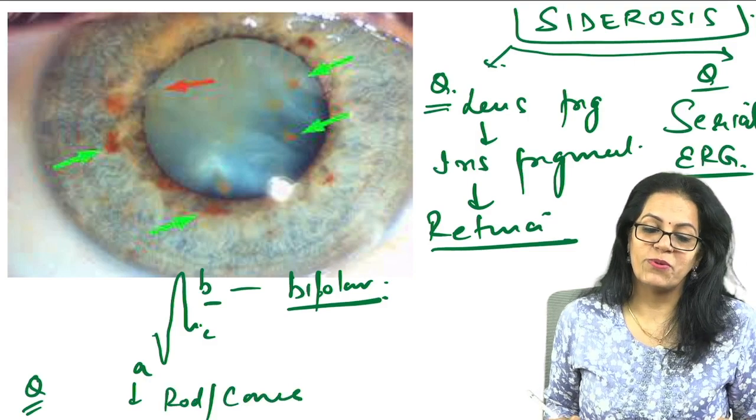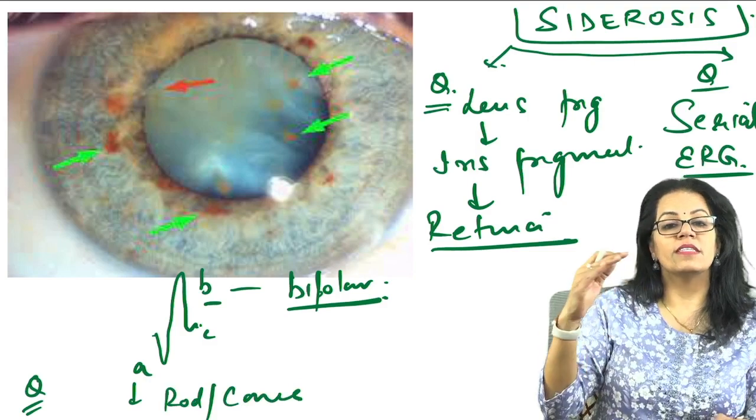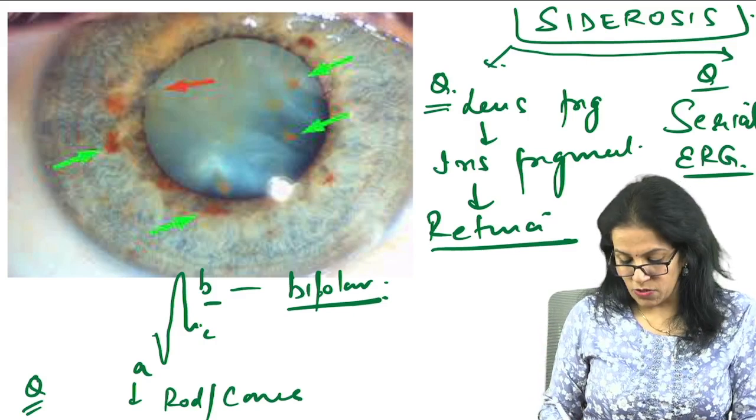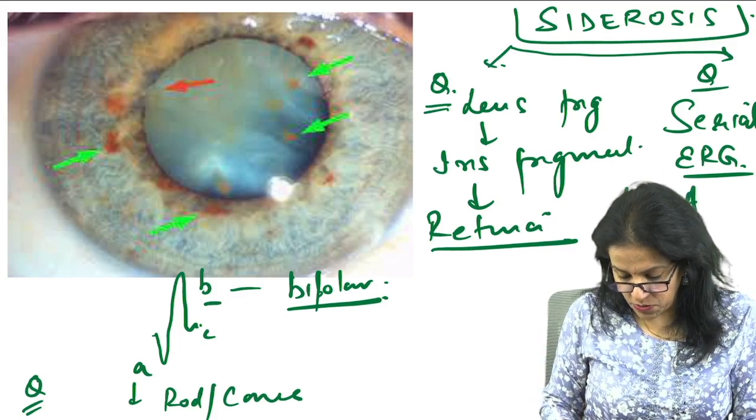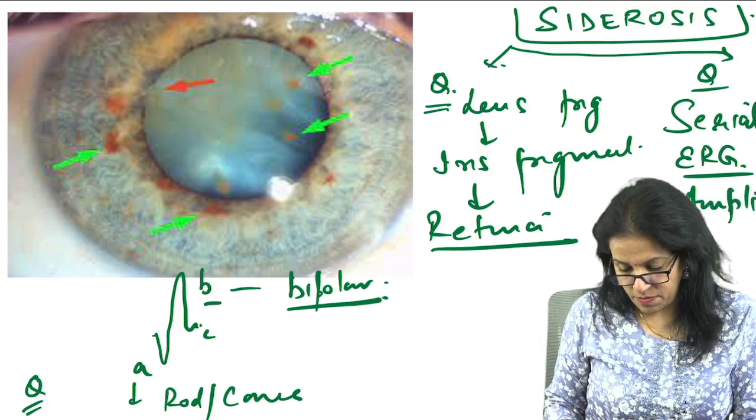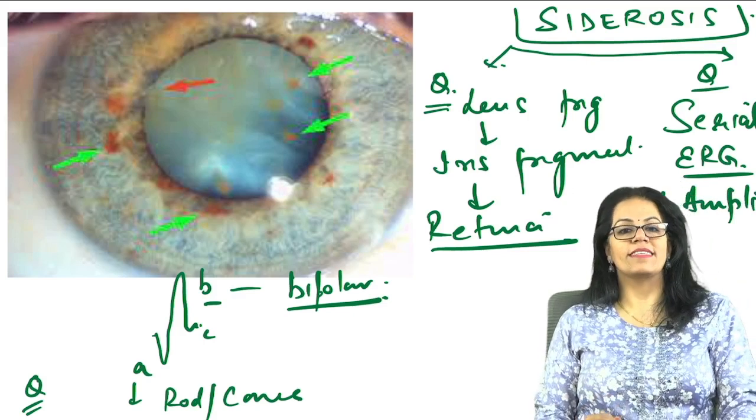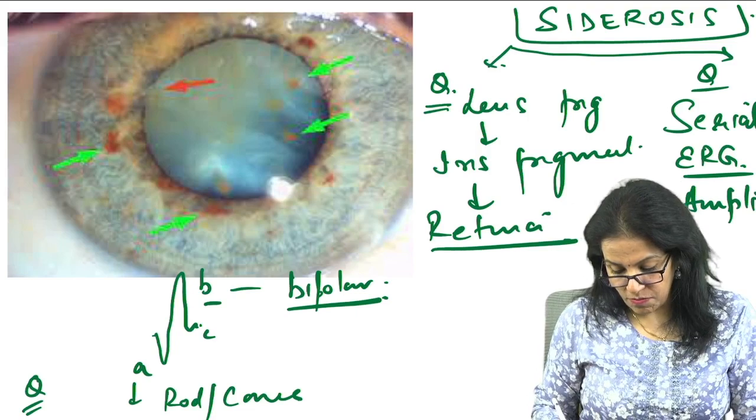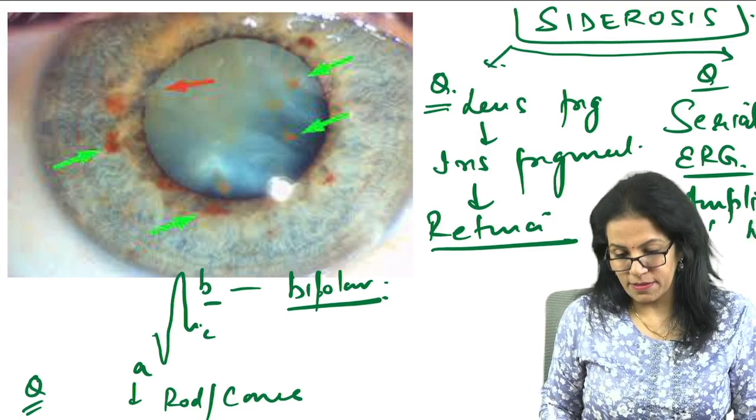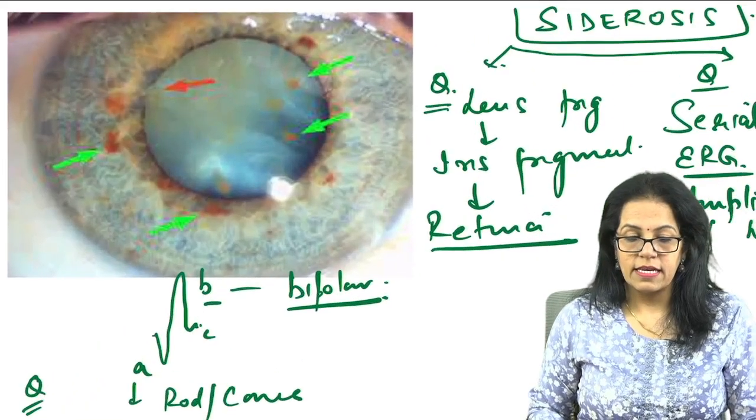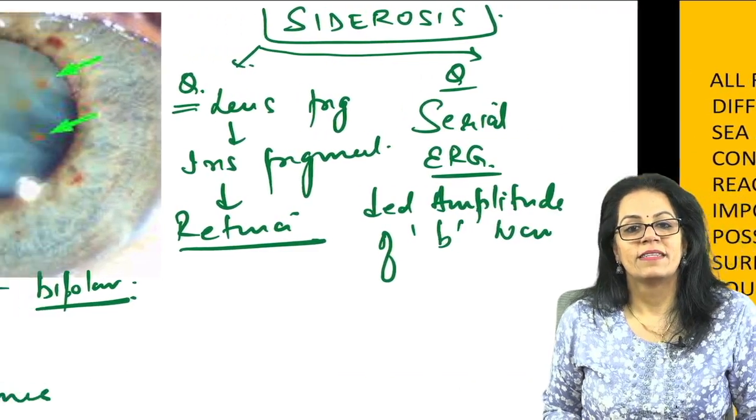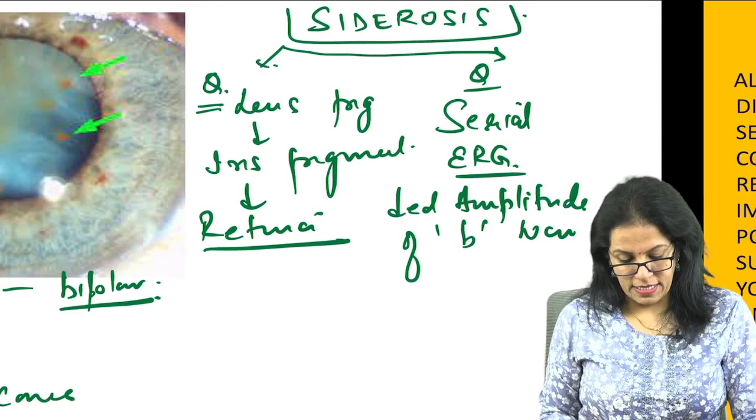So we solve one more question here. What will you say on a serial ERG? You will say diminution of the B wave. Decreased amplitude of the B wave means the damage has progressed. We will remember this, please: decreased amplitude of the B wave. Okay, so these are the two questions.